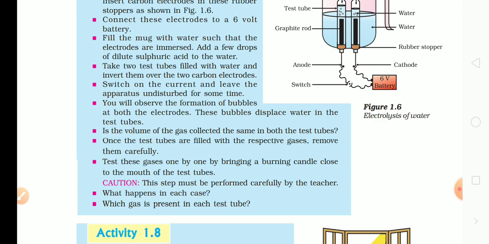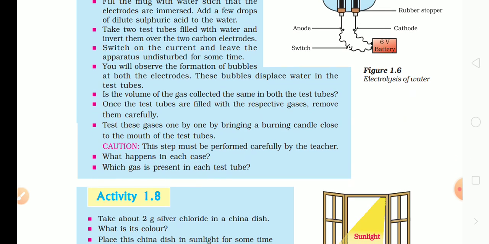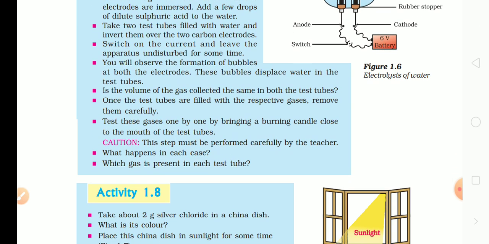Is the volume of the gas collected the same in both the test tubes? Once the test tubes are filled with the respective gases, remove them carefully. Test these gases one by one by bringing a burning candle close to the mouth of the test tube. Caution, this step must be performed carefully by the teacher. I am here, don't worry. What happens in each case? Which gas is present in each test tube?